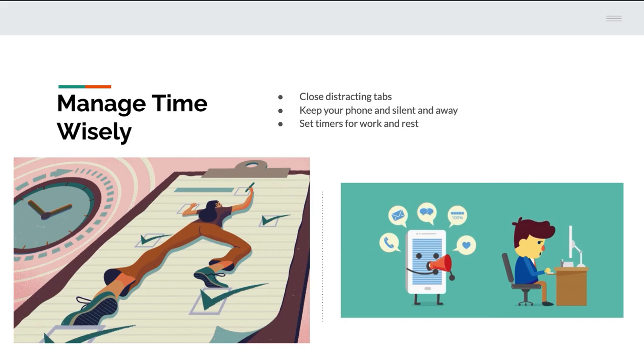Getting work done makes you feel good, so be sure to give yourself a pat on the back when you complete an assignment. Distractions like social media and your phone can also hinder your ability to be productive. Closing tabs and keeping your phone out of the general vicinity helps.